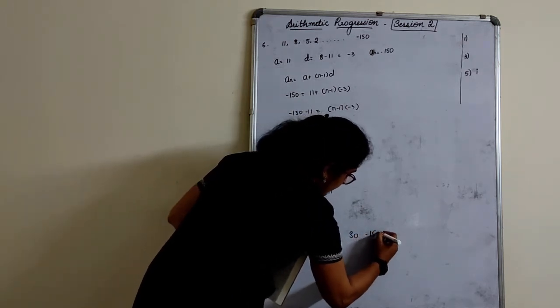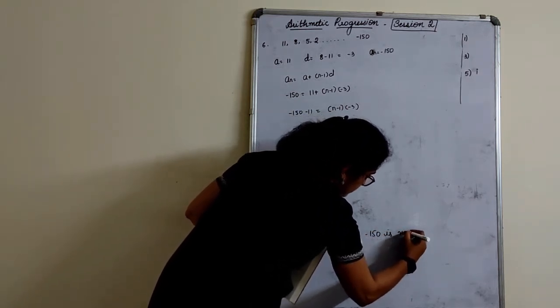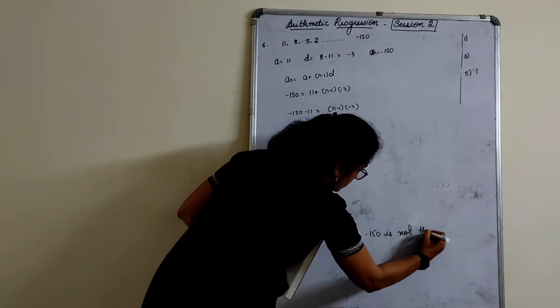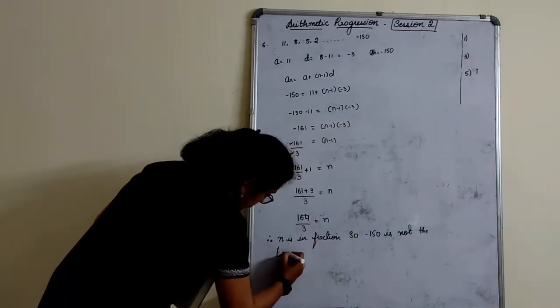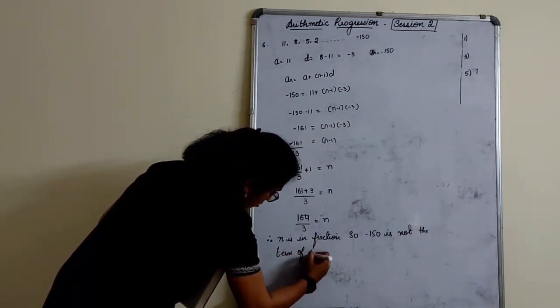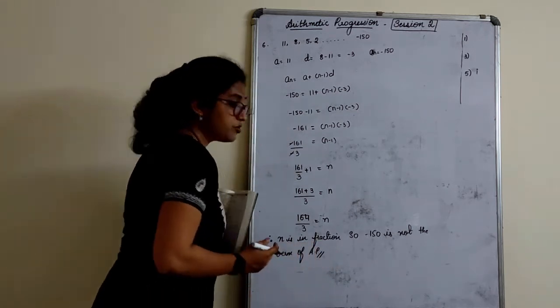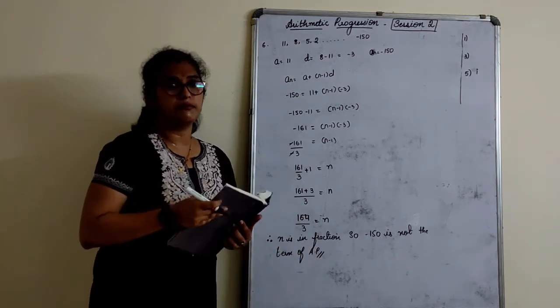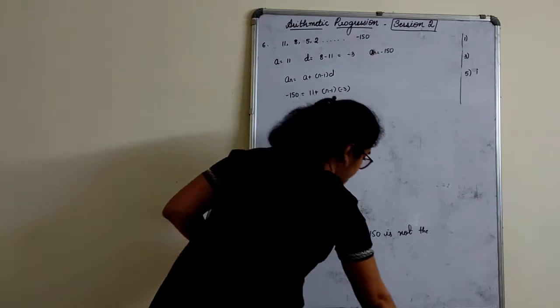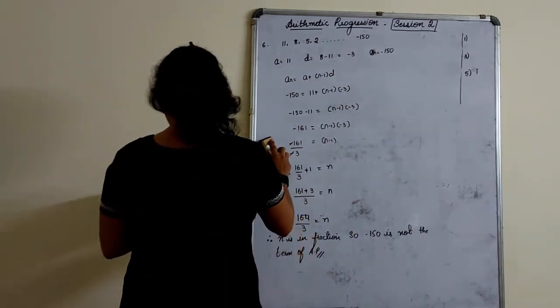So, minus 150 is not a term of the AP. Understood why? If in case it was a whole number, then it was a term of the AP. We'll quickly start with the next one.